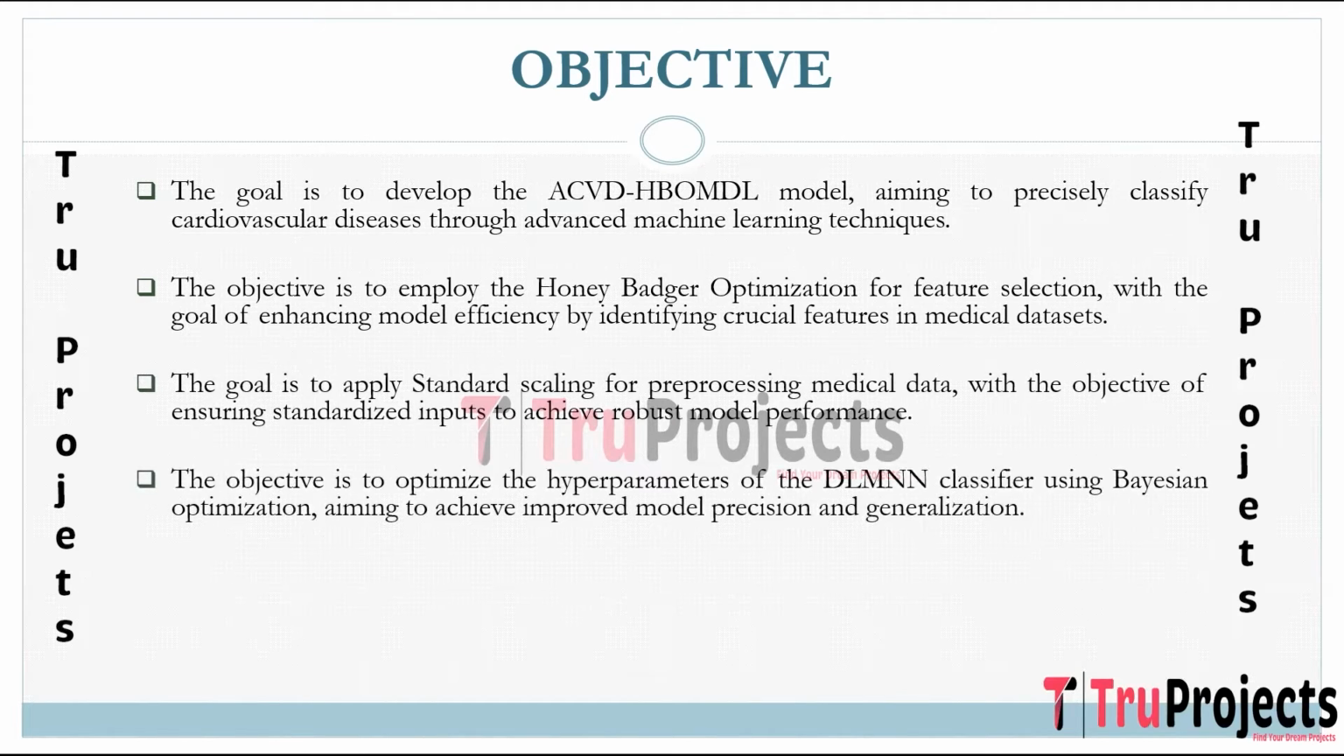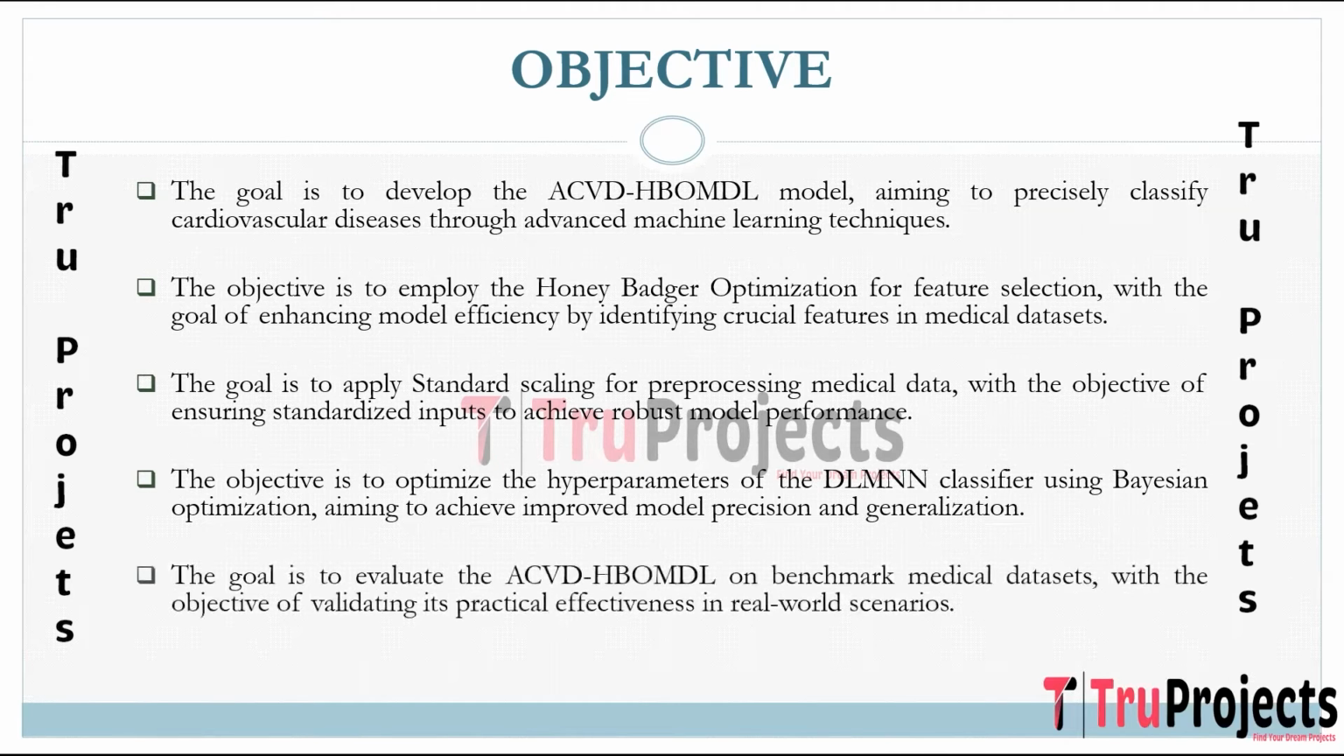The objective is to develop the ACVD HBO MDL model technique. This involves applying standard scaling for data pre-processing, and utilizing the honey badger optimization algorithm to select an optimal subset of features. The overarching goal is to enhance the classification of CVD through these advanced techniques. A crucial objective of the project is to validate the ACVD HBO MDL technique by conducting experiments on benchmark medical datasets. The aim is to assess the model's performance in real world scenarios, providing tangible results that demonstrate its potential for practical application in CVD diagnosis.